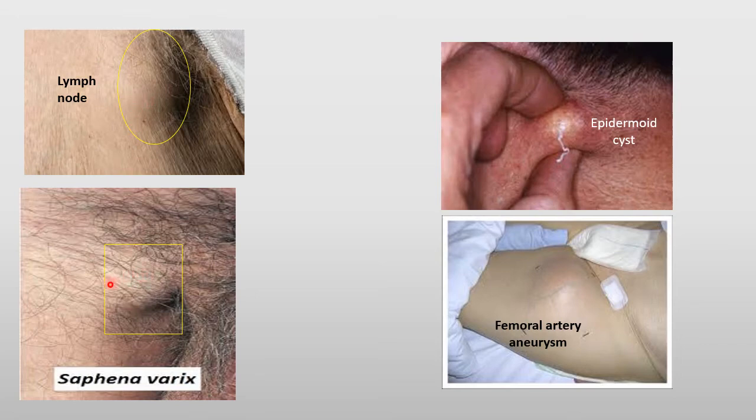This is a case of a saphenous varix. It is a dilatation of the long saphenous vein at its entrance into the femoral vein. In patients with varicose veins, you can see a bluish discoloration suggestive of venous congestion. This is an infected epidermal cyst with some discharge of pus. And this here is a femoral artery aneurysm in the groin, which is common among drug addicts who inject directly into the femoral artery.